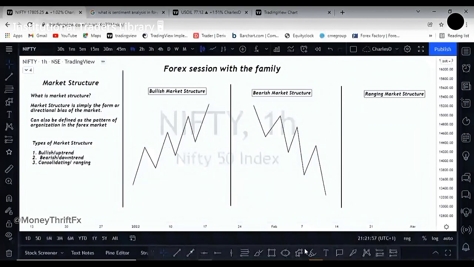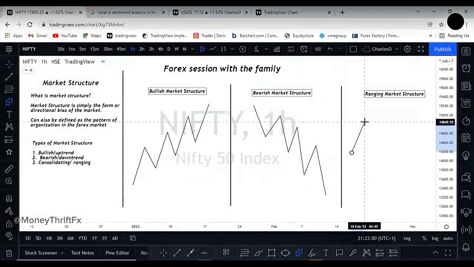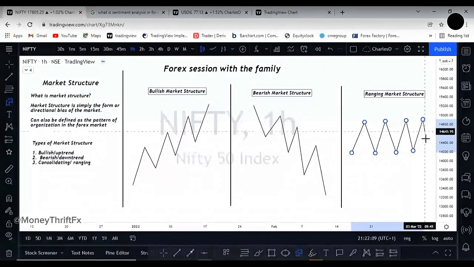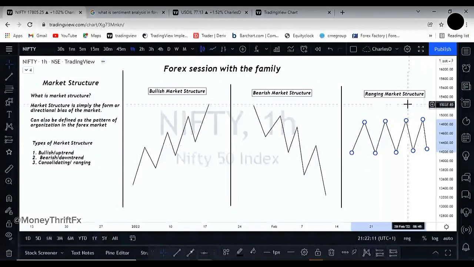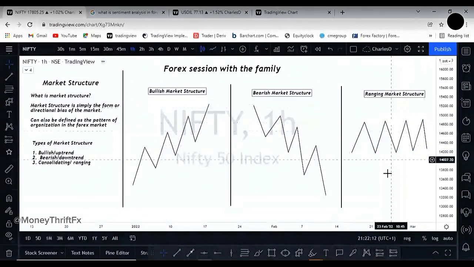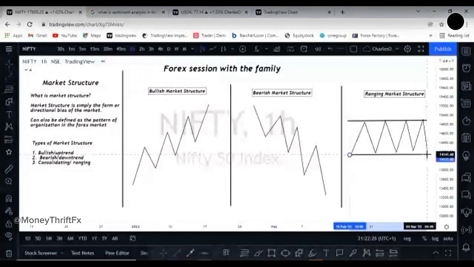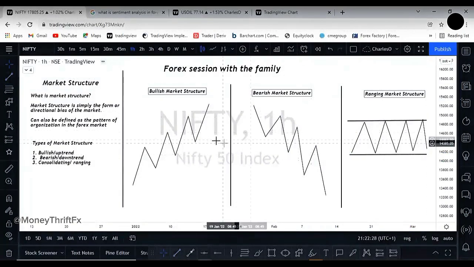Then for the ranging market, it is neither buying nor selling. The market is just within one spot, just staying there. So you just have the market staying at one particular point. This is the range. The market is just consolidating or ranging, so it's called the range market structure.